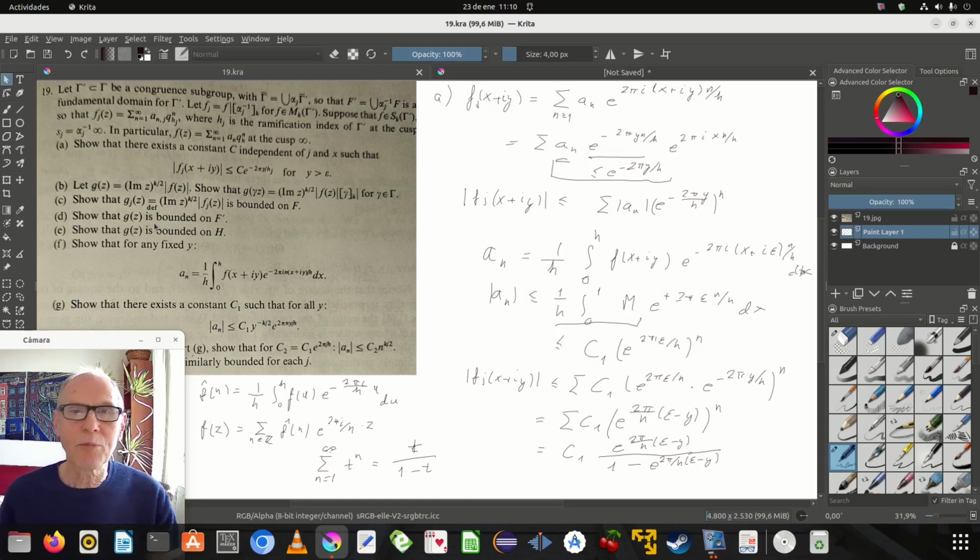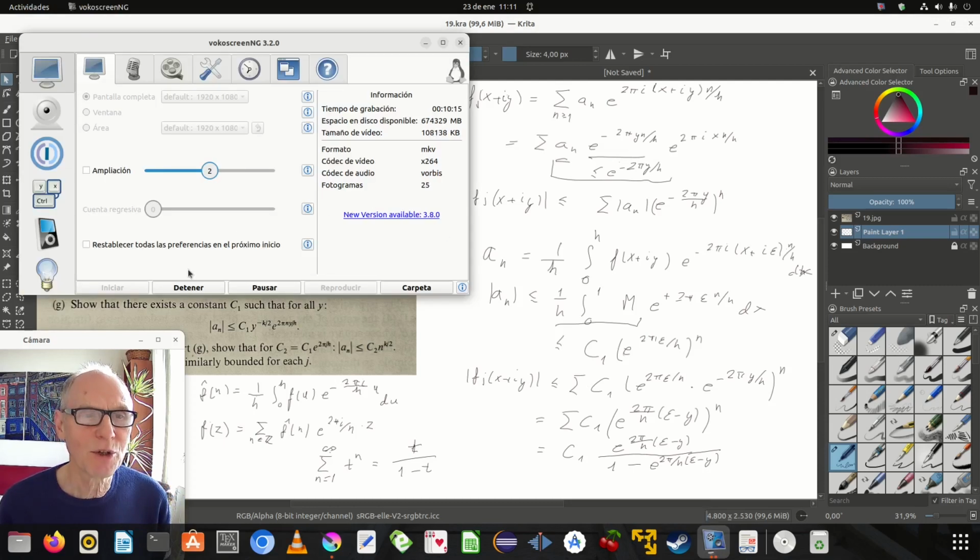I'll just write it on paper because I get confused with the new notation here, and these guys, which are the ones we want to show are bounded, or rather, yeah. So I'll just do it by hand and then show the result.